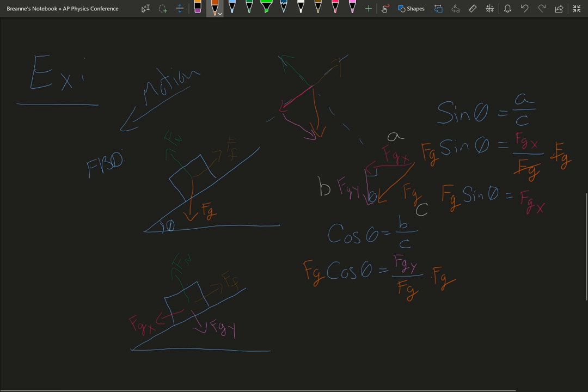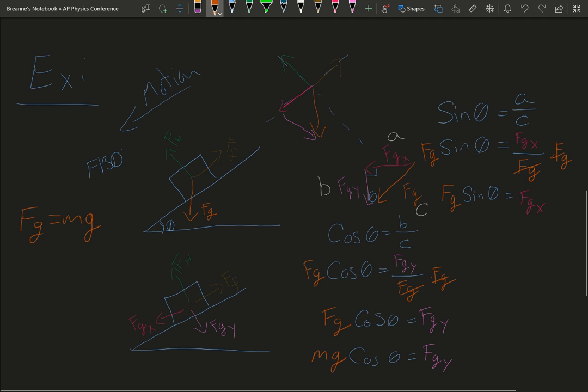Again, we just divide both sides by force of gravity because we're trying to find force of gravity in the y. Then we get cosine theta equals our force of gravity in the y. Now, because we know that our force of gravity has its own special equation, which is mass times acceleration due to gravity, we can plug that equation in for it too. So we get mg cosine theta equals our force of gravity in the y.